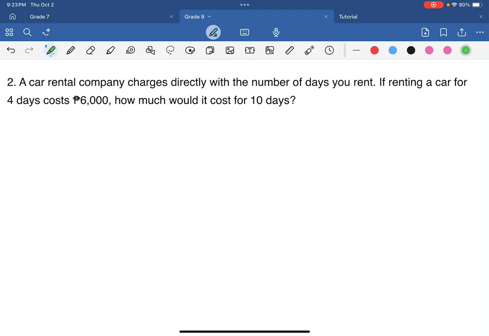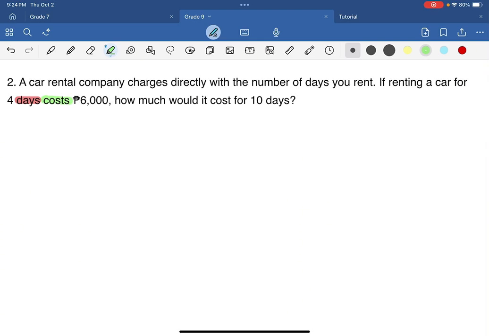For the second problem, a car rental company charges directly with the number of days you rent. If renting a car for 4 days costs 6,000 pesos, how much would it cost for 10 days? Now, based on the given, we have days and cost. So basically, cost is dependent on the number of days a car is being rented.